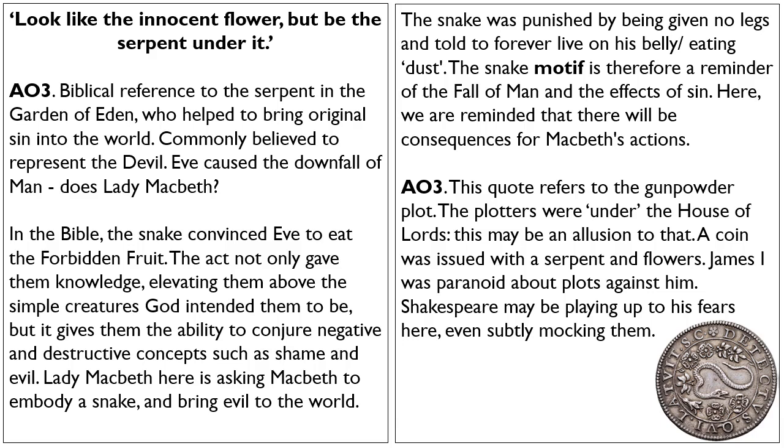There's also the gunpowder plot. After the gunpowder plot, an attempt on King James's life, a coin was issued with flowers and a serpent. And so this is a really clear allusion to that idea, particularly when Shakespeare has Lady Macbeth say "under it," because the plotters were under the House of Lords, plotting to kill the king. So people who are betrayers, people who try to commit regicide, have to hide and be deceptive and live under the ground, not like normal people.